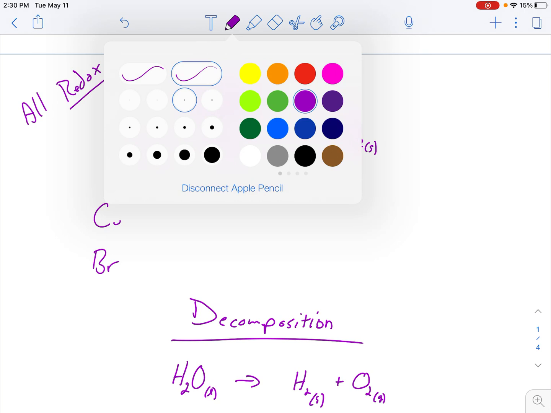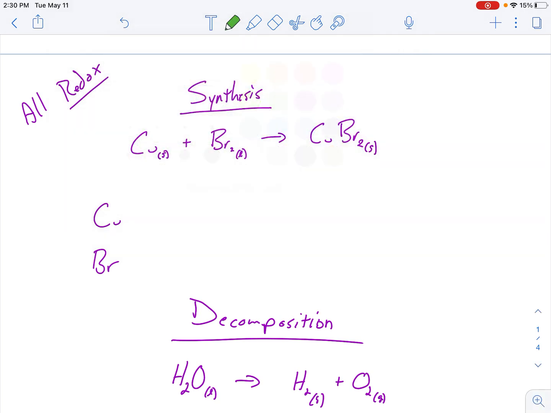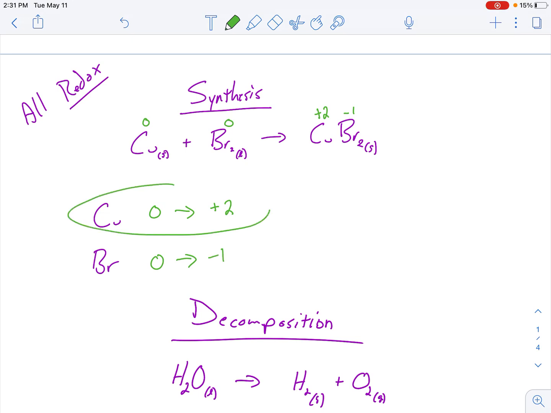We're going to assign oxidation numbers and then show you how these are all redox by following the actual movement of the electron. So for oxidation numbers, let's do green. 0, 0. Those are individual elements, so their oxidation numbers are 0. Bromine's group 17. It's going to be -1. There's 2 of them, so copper has to be a +2. Copper started at 0 and went to a +2, and bromine started at 0 and went to a -1.